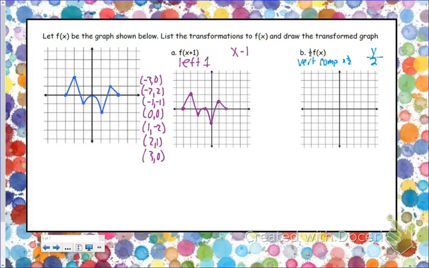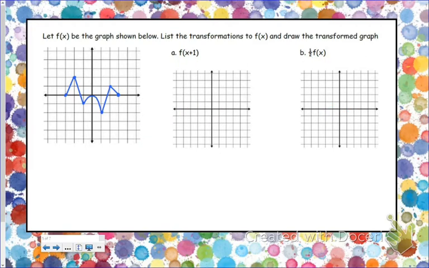Negative 3, 0 is still going to be negative 3, 0. Negative 2, 2 is now going to become negative 2, 1 because I'm taking that height and dividing it by 2. Negative 1, negative 1 is going to become negative 1, negative 1/2. 0, 0 stays 0, 0. 1, negative 2 is 1, negative 1. 2, 1 is 2, 1/2, and 3, 0 is still 3, 0. So again, same graph, same location horizontally, but it's basically just squished vertically.